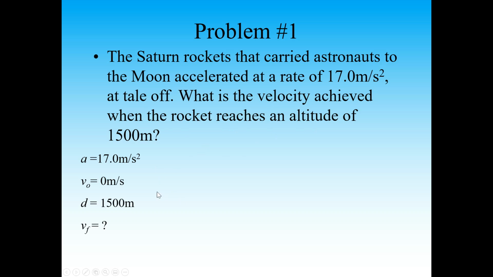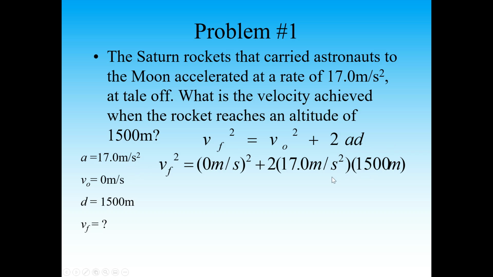So let's figure out what we know. We know our acceleration, we know our initial velocity, we know our displacement or our distance, and we have to find our final velocity. So now we look through our formula sheet to pick a formula that has all of these variables. And when we do that, we find this formula. So now we just plug our values in. We don't know VF. We do know this, that's a constant. A is 17.0 meters per second squared, and D is 1,500.